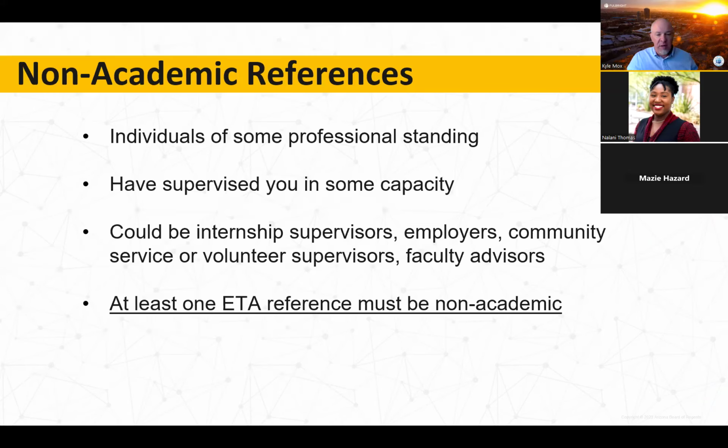But it could be somebody that supervised you in an internship, your boss at work, if you volunteer at your church or in a community organization, or faculty who have advised your student group or anything like that. That can be very valuable because again, thinking about what Fulbright is, it's not just the work, it's you representing the US, being a people person, getting out there in the community. For the ETA, at least one of your references must be non-academic. ETA depends so much upon these other qualities that they actually specify that one must be non-academic.